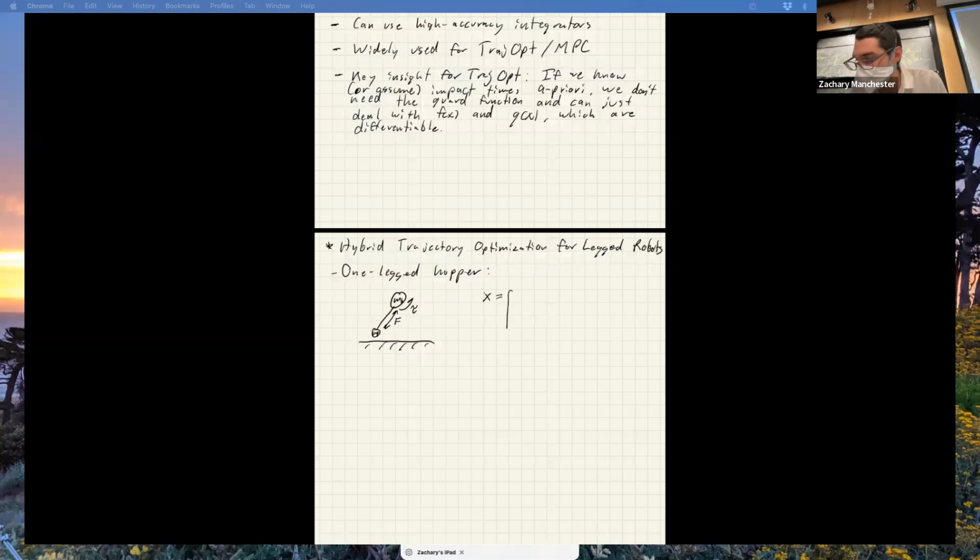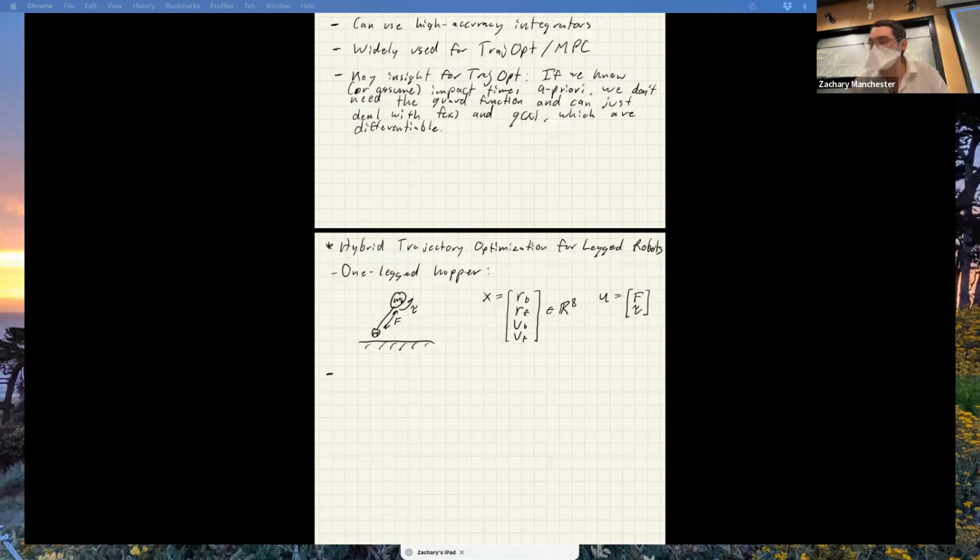The state for this is going to have a body position, which is 2D, and a foot position, which is 2D, and then a body velocity and foot velocity. So this whole state vector is 8-dimensional. And then we have 2 control inputs: the force in the prismatic joint between the body and the foot, and then the torque that I can exert sort of between the body and the foot also. So that's 2D.